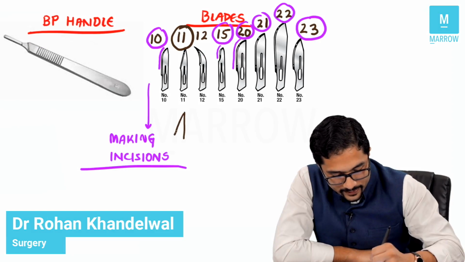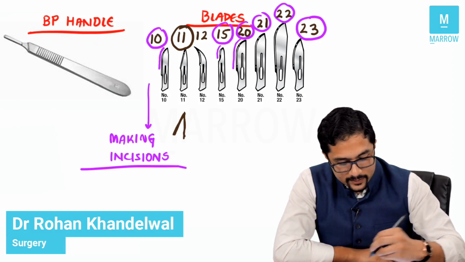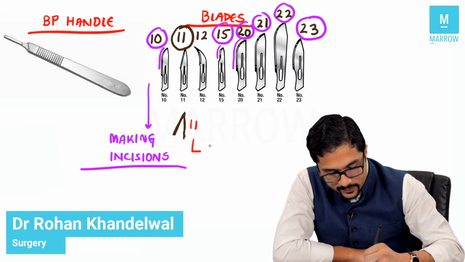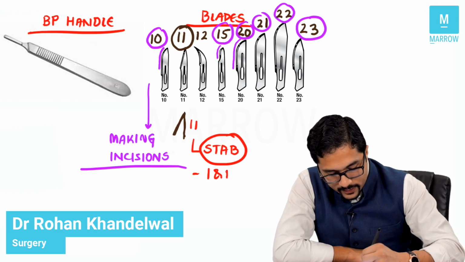The number 11 blade is pointed, and this number 11 blade is also known as the stab blade. And where will you use the stab blade? You will use it for incision and drainage.